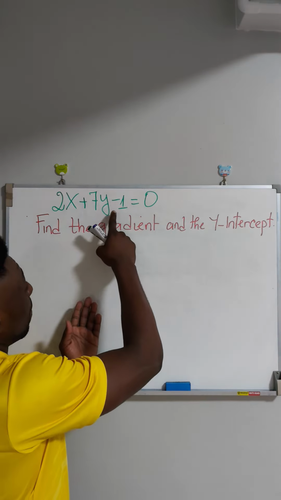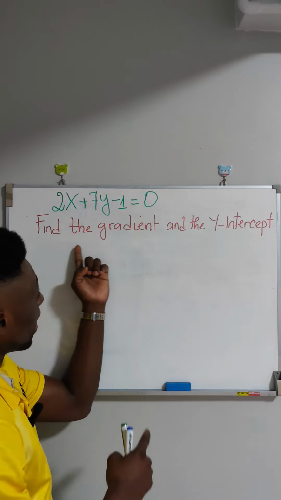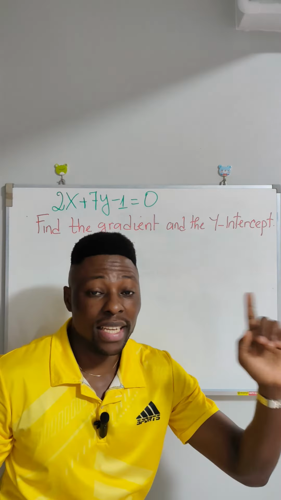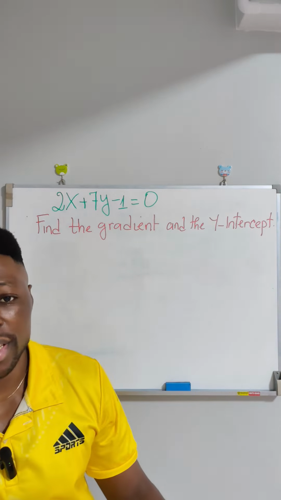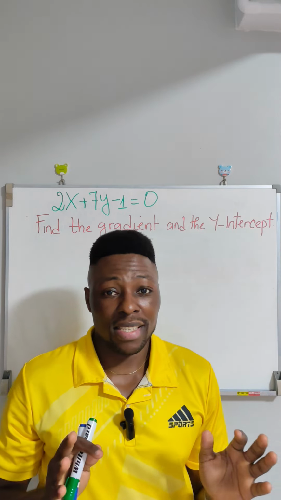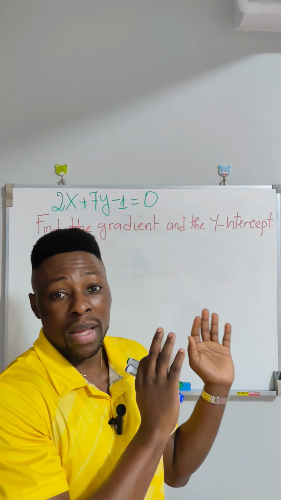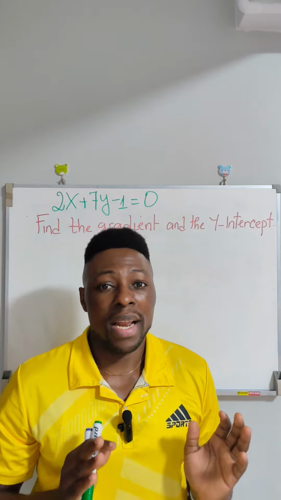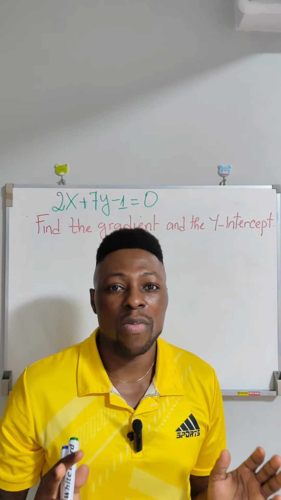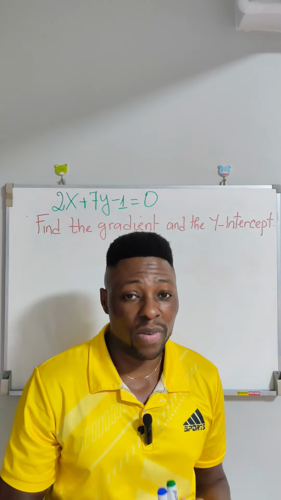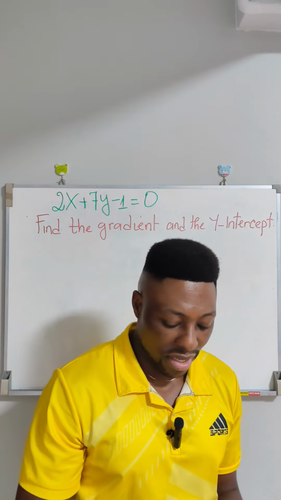2x plus 7y minus 1 equals 0. Find the gradient and the y-intercept of this equation. Dear friends, there exist several ways of going about this question, but I will teach you the conventional way of finding the gradient of the equation of a line and the y-intercept.